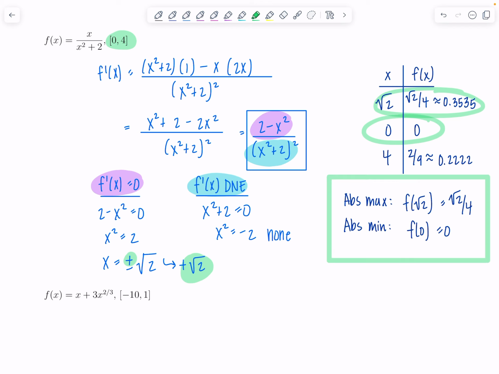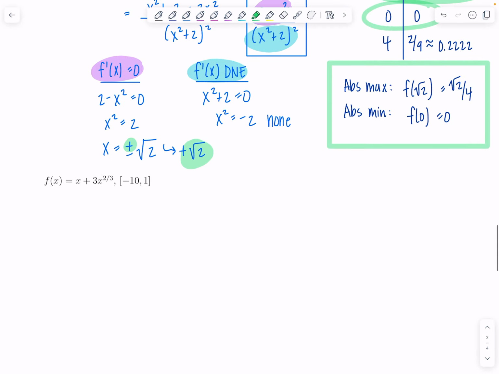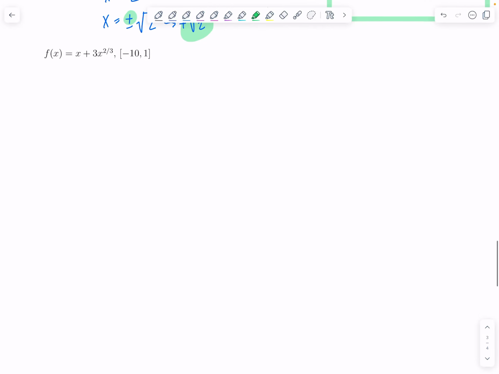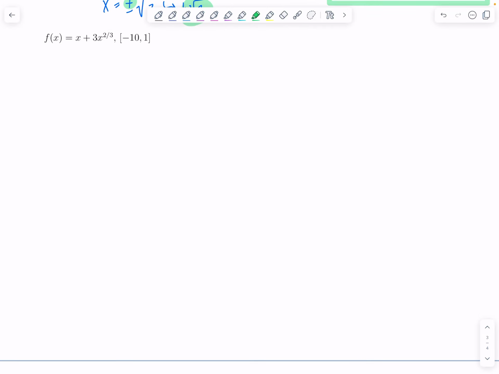How are you doing? Got one more example like this, and then we'll look at an econ application, okay? So f of x equals x plus 3x to the 2/3 on the interval from -10 to 1.